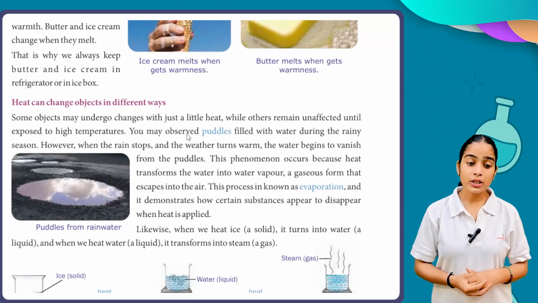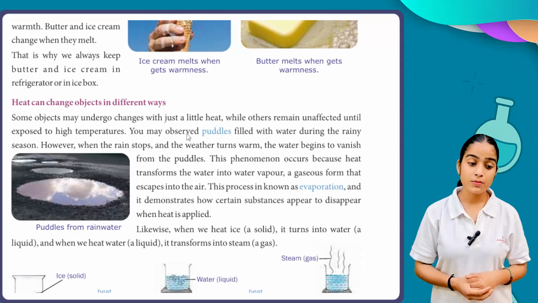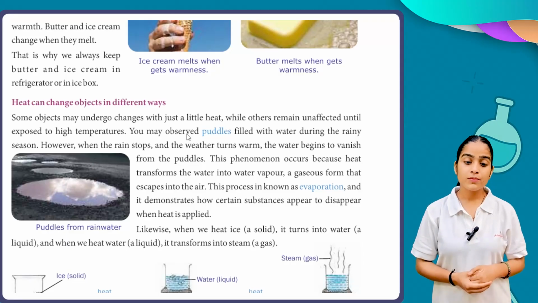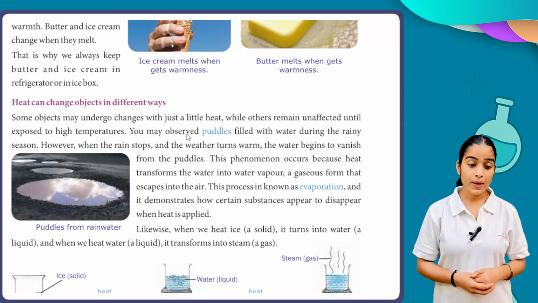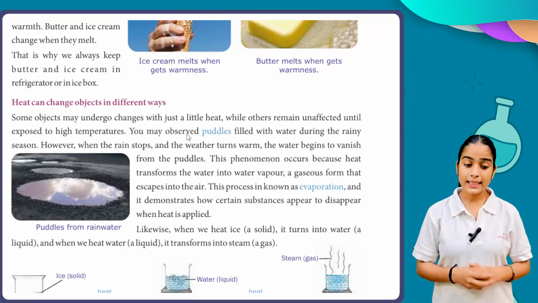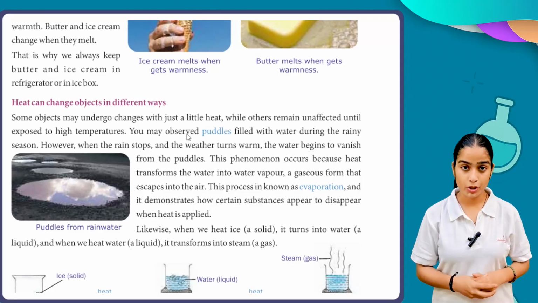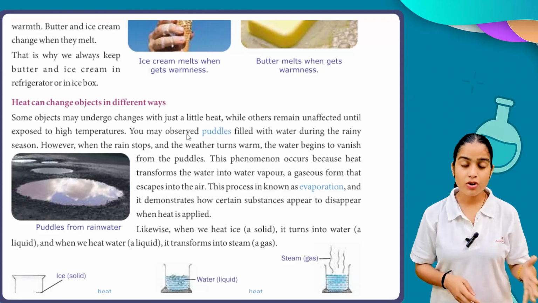Some objects may undergo changes with just a little heat, while others remain unaffected until exposed to high temperature. You may observe puddles filled with water during the rainy season. However, when the rain stops and the weather turns warm, the water begins to vanish from the puddles. This phenomenon occurs because heat transforms the water into water vapor, a gaseous form that escapes into the air. This process is known as evaporation. So what we understand here is that heat will change objects in different ways.